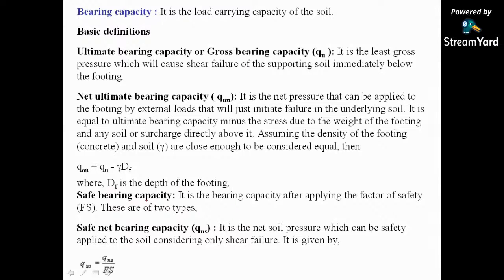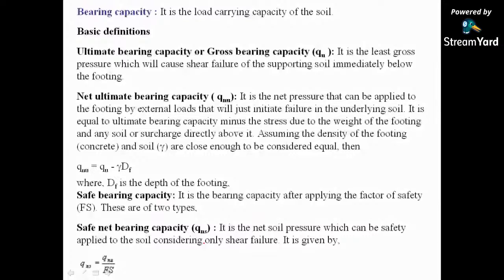Next is your safe bearing capacity. It is the bearing capacity after applying the factor of safety, which is denoted by Fs or FOS. These are the two types. So, safe net bearing capacity, QNS, is the net soil pressure which can be safely applied to the soil considering only shear failure.